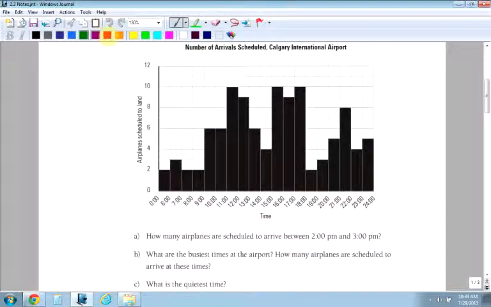So for instance, the first question asks, how many airplanes are scheduled to arrive between 2 p.m. and 3 p.m.? First thing you need to do is know what those are in 24-hour time. This is 2 hours past 12, so that would be 14. And this is up to 15. So we're looking between 14, which is here, and 15, which is here. So we're looking at the value up here, which is at 4. So that would be 4 airplanes.